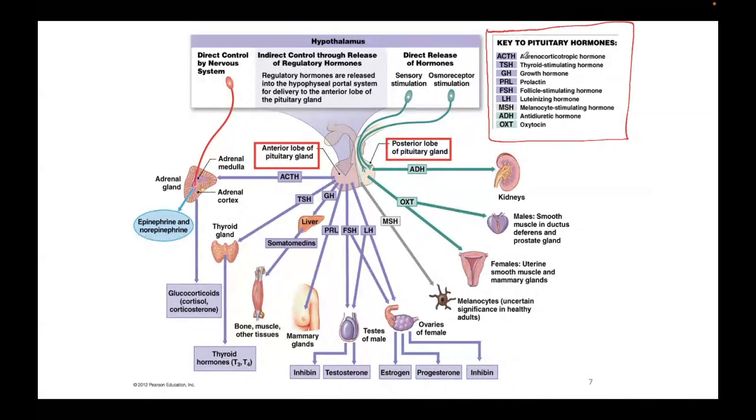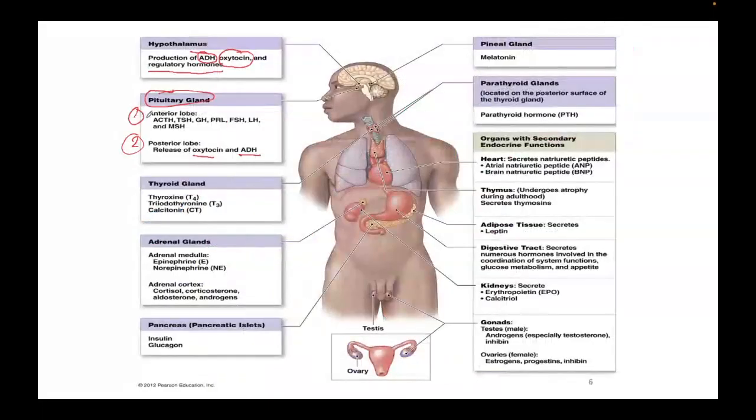Okay. So when we talk about ACTH, it stands for adrenocorticotropic hormone. TSH, thyroid stimulating hormone. GH, growth hormone. PRL, prolactin. FSH, follicle stimulating hormone. LH, luteinizing hormone. MSH, melanocyte stimulating hormone. So those are the hormones that we see right here in the anterior lobe.